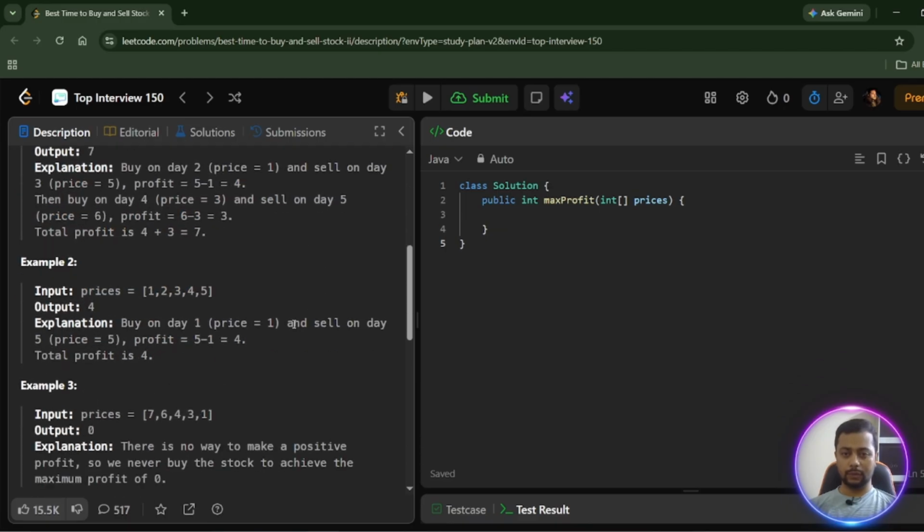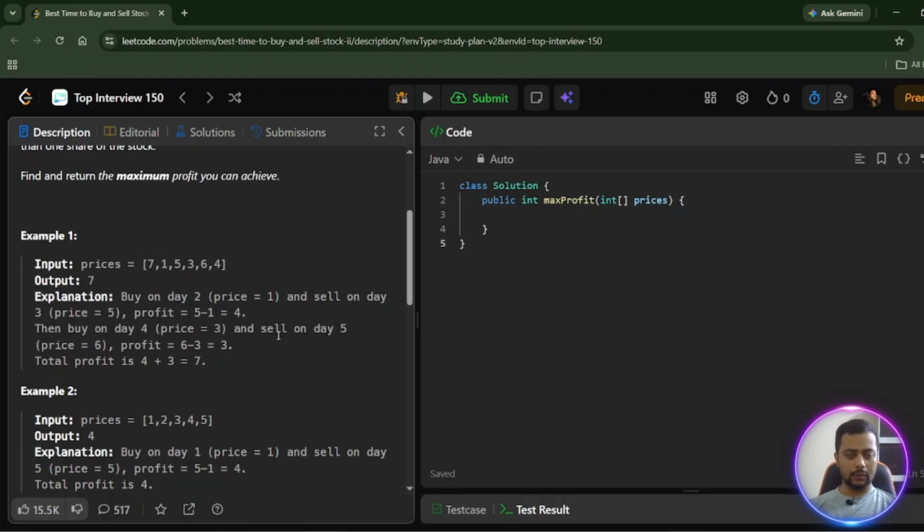Let's look at the second example. There the price is consistently increasing. So you can obviously buy on the very first day and sell on the very last day. In that case, you will make a profit of 4. Or the other way of thinking about it is you could buy on the first day, sell on the second day, then buy on the second day, sell on the third day, then buy on the third day, and so on. So each day you buy and sell, and in that scenario also you will make a profit of 4 rupees.